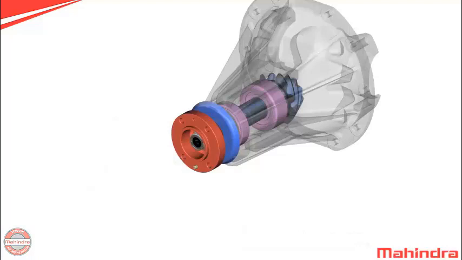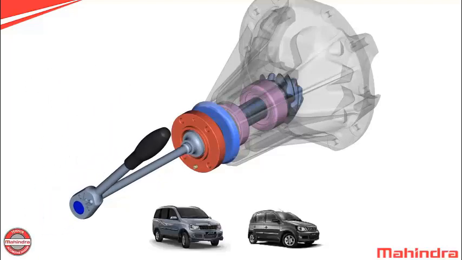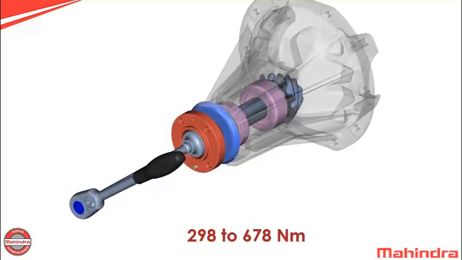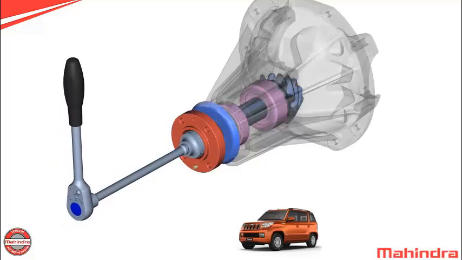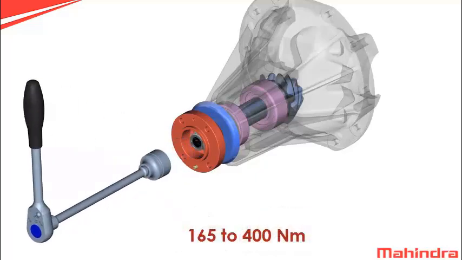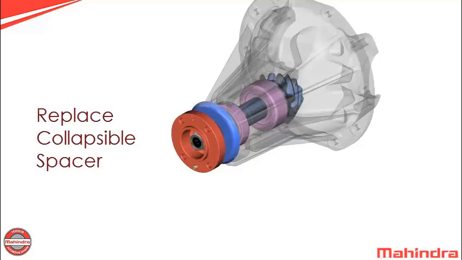To achieve the same, following torque is to be applied on lock nut. For Xylo and Contro, 298 to 678 Nm, and for TUV300 and Neosport, 165 to 400 Nm. Remember to replace the collapsible spacer every time we remove the pinion nut for any reason.